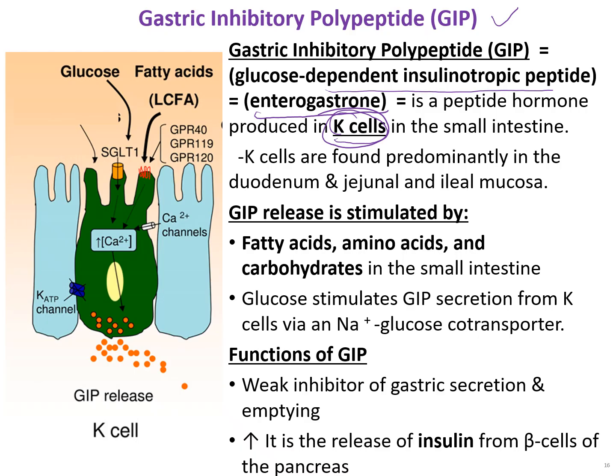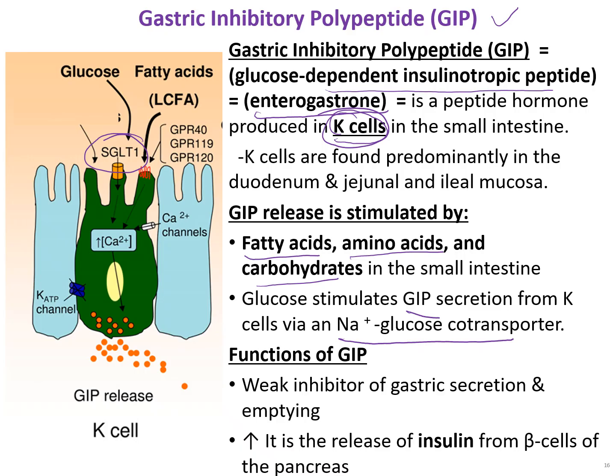So the GIP is released by three things: fatty acids, amino acids, carbohydrates. And also the oral glucose mainly stimulates the GIP secretion from the K cells via sodium glucose cotransport, SGLT1. We know that SGLT1 is present in the gastrointestinal tract, right? SGLT2 is present in the kidneys because we have two kidneys, SGLT2. One GI tract, SGLT1, all right? And also this is a major important function of the oral glucose.